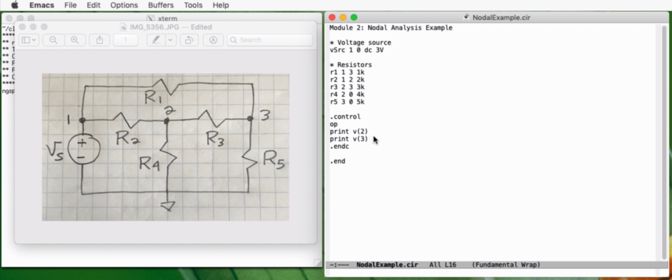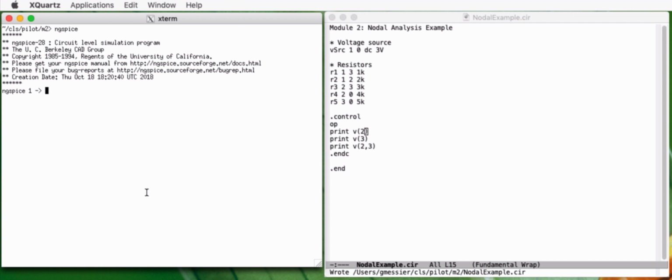If we wanted the voltage between nodes 2 and 3, we would go print 2, 3. So I guess technically this should be 2, 0 and 3, 0, but SPICE doesn't require us to do that. If we don't give a second node, it's always understood to be ground. So we'll save that. We'll go to our SPICE window.